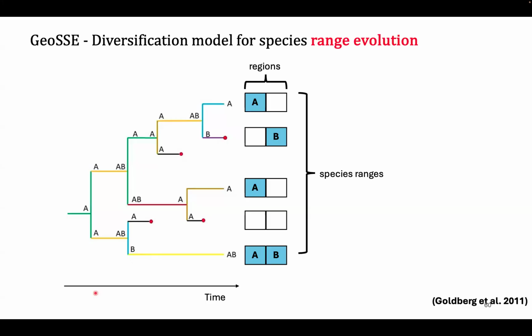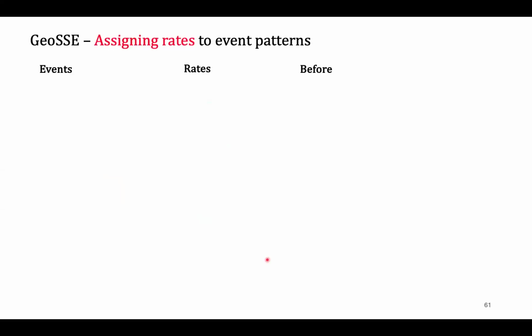So this is just an illustration of a phylogeny under this diversification model for species range evolution. This is a model from 2011. This is the GeoSSE model. So what you observe at the present is basically the species ranges. Say you only consider two discrete regions, A and B. Maybe this species only occupies region A, so this is an endemic species, or maybe it occupies all the regions that you consider in your model, like this species over here, which is a widespread species. So what you observe at the present is all the different ranges of your species that you consider in your study. What you do is that you start assigning rates to event patterns.